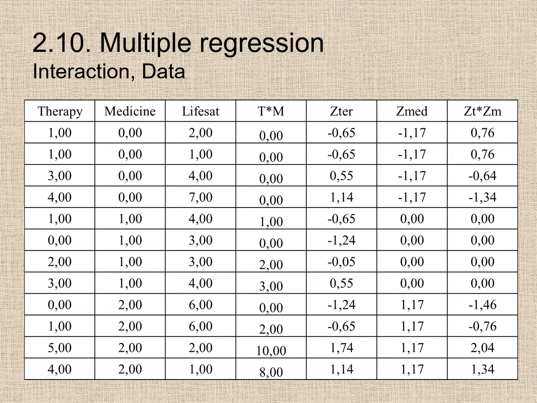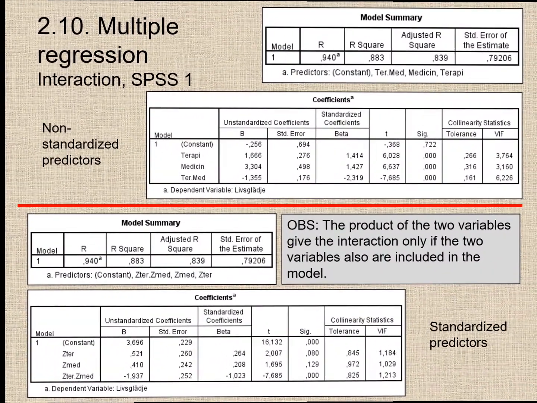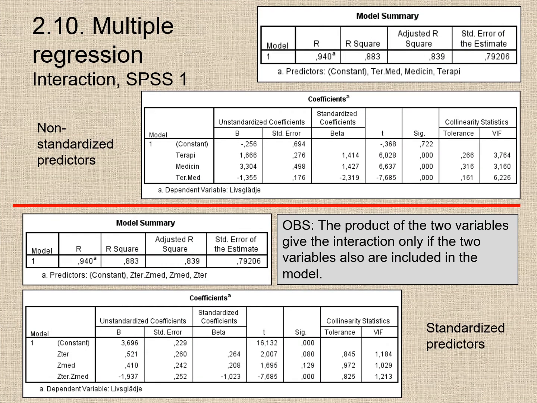How much of the variance in life satisfaction can be explained by therapy, medicine, and their interaction? 88%. And it's exactly the same. However, does the interaction term add anything, or could we do just as well without it? Is there any significant interaction? Yes. The p-value for the interaction term is significant. And it's exactly the same in both cases.